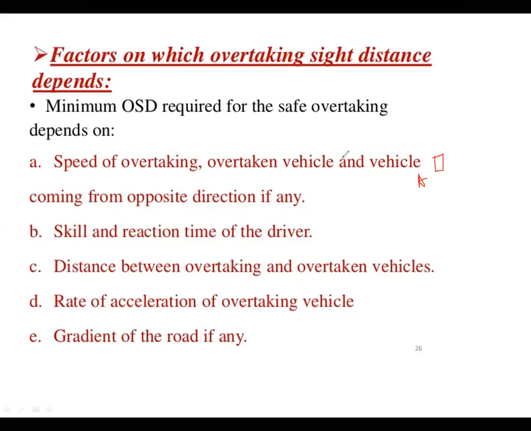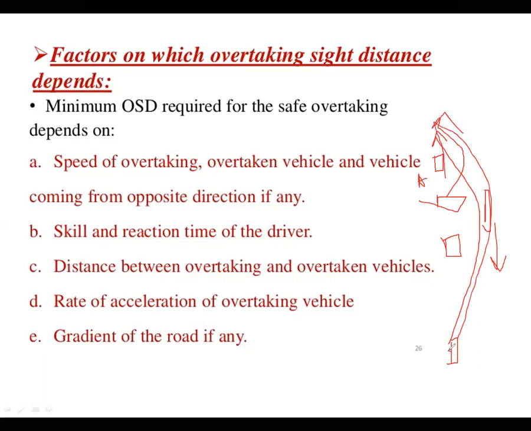Distance between overtaking and overtaken vehicle. What is the distance? If both vehicles are very close, this means it requires less time and less vision, or less overtaking side distance. But if a particular vehicle is far away from the slow moving vehicle and there is an opposite direction vehicle coming from this direction, it means it requires too much length for the motion to overtake the vehicle of slow motion.